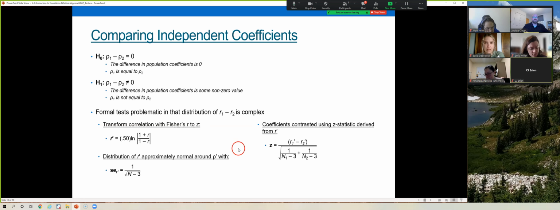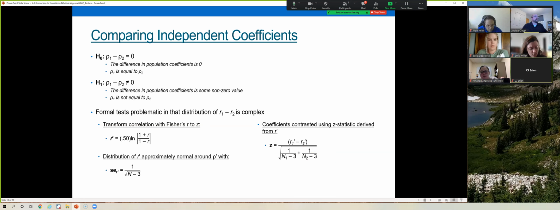Okay, so if I've got R1 and R2 and I want to see whether or not they're different, I can't do that directly. But if I take R1 and change it into R prime, and R2 and change it into R prime, then I can take those values and calculate a z-score for it. Here we're just taking R1 prime minus R2 prime over the square root of my two standard errors, 1 over n1 minus 3 plus 1 over n2 minus 3. This gives me a z statistic.